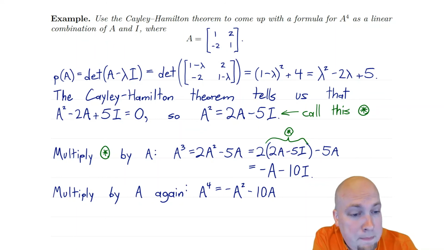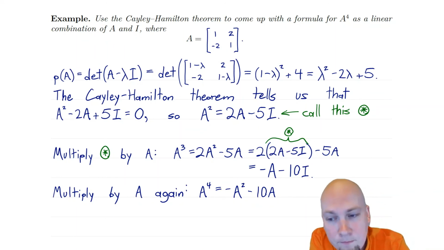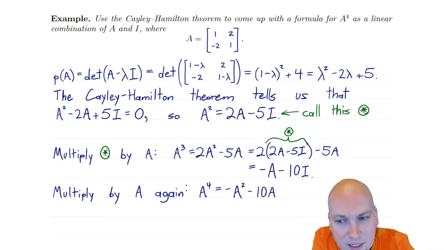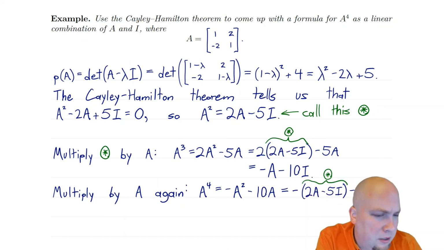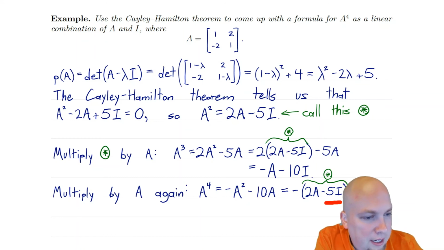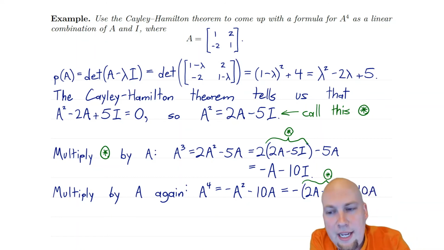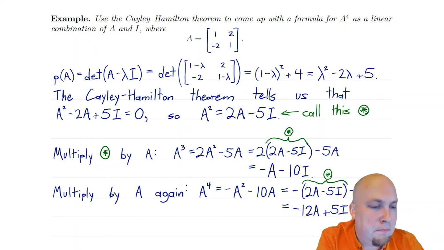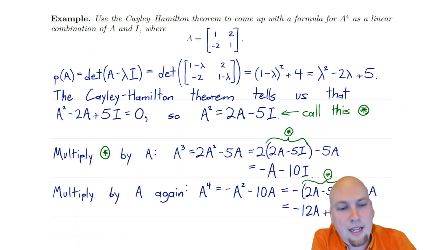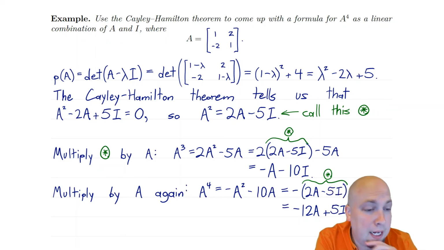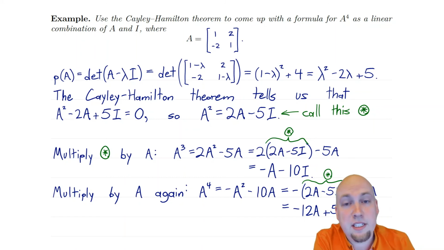The power is going to go up again. Multiply these by A, so the powers in them go up by 1. And then again, A squared, that's just equation star. I can plug that in, that's 2A minus 5I. Plug it in, simplify, I'm going to get minus 12A plus 5I, okay? So that's how you write A to the power 4 as a linear combination of those two matrices, okay?